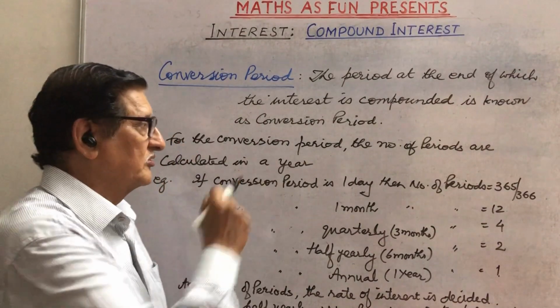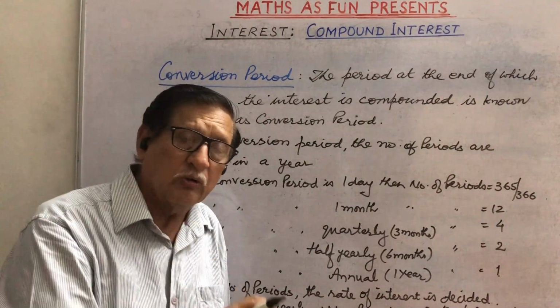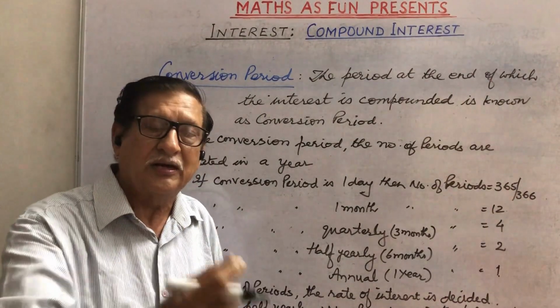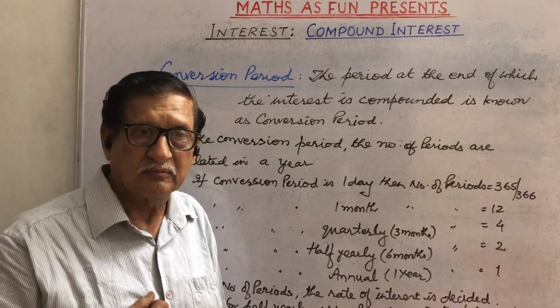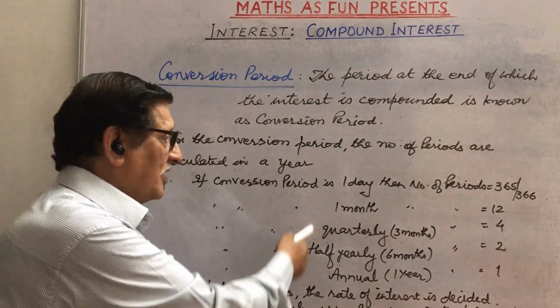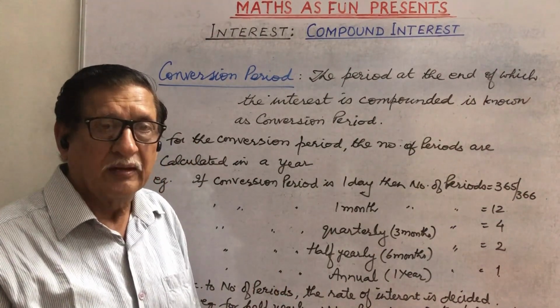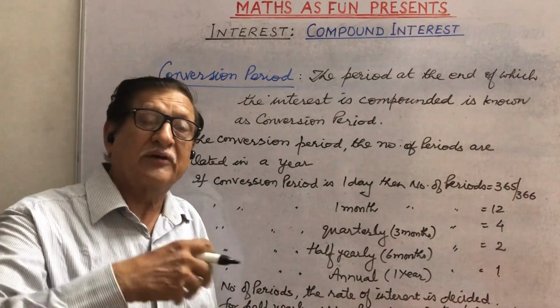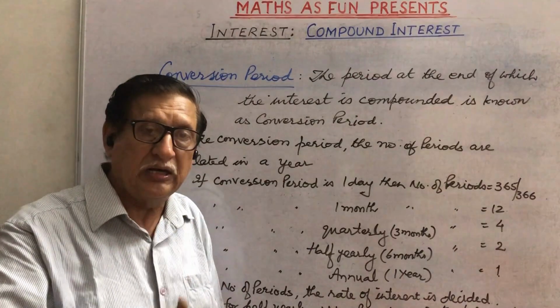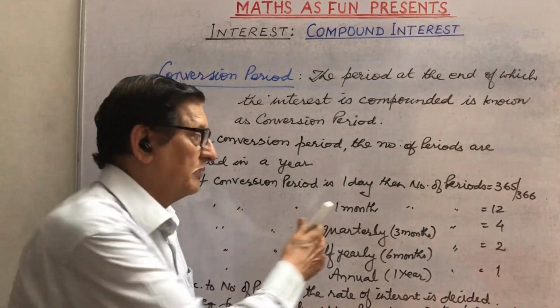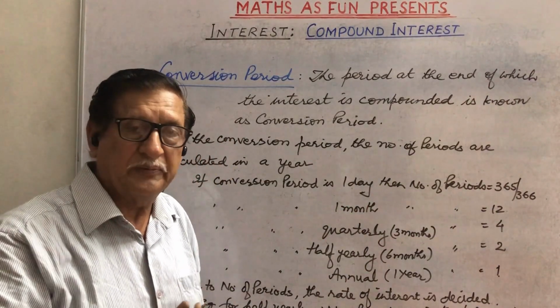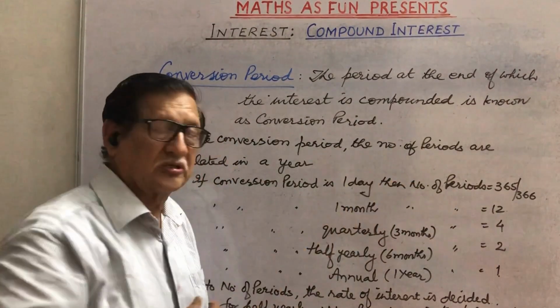What do we do for the conversion period? According to the conversion period, the number of periods are to be calculated as I discussed just now. Some examples we can say on that. Suppose the conversion period is 1 day. It means we have to compound the interest daily. Then the number of periods will be 365 in a non-leap year, and in a leap year it will be 366.